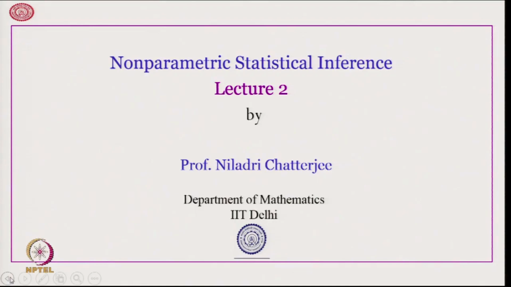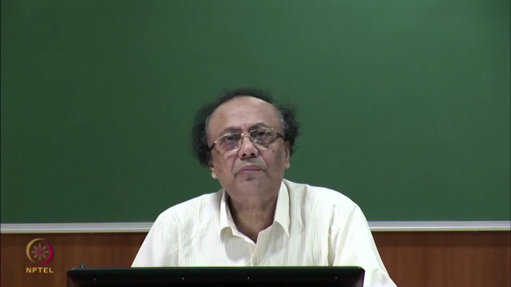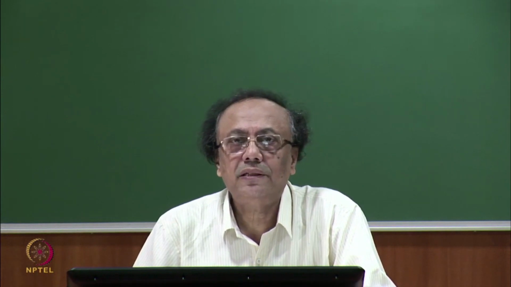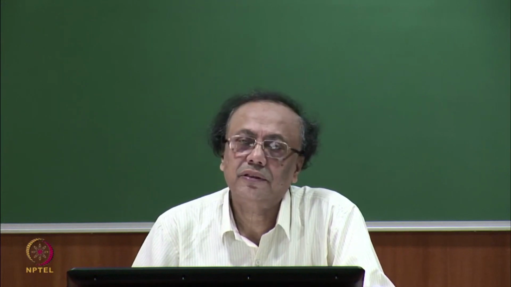In the last class, we have seen how to do point estimate for different quantiles. Today, we shall start with estimation of central location. When we talk about parametric inference, by central location typically we think about mean, but in a non-parametric scenario, the major central location that we consider is median.